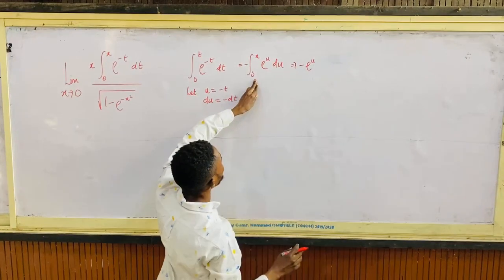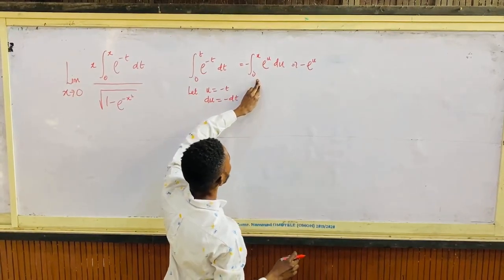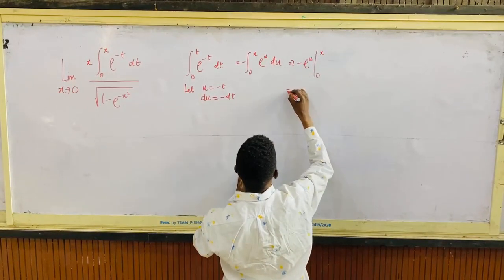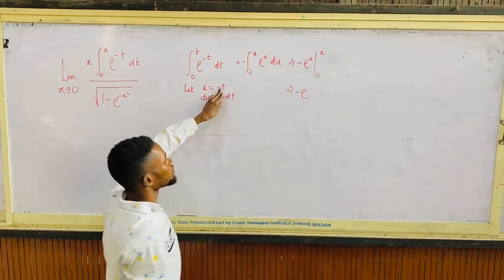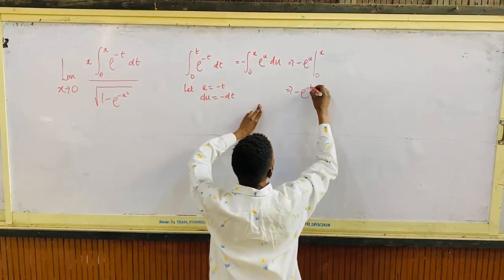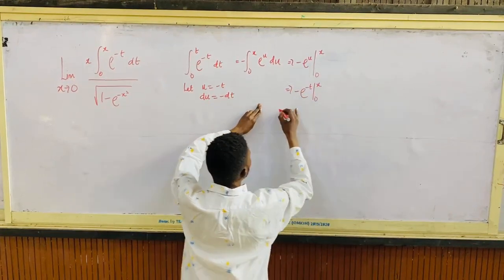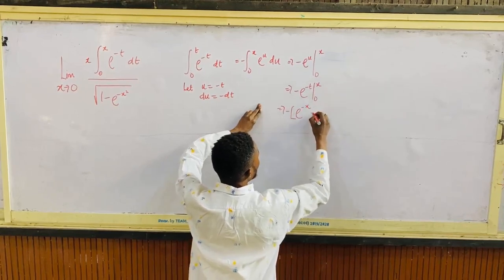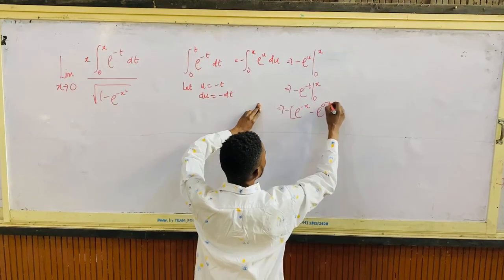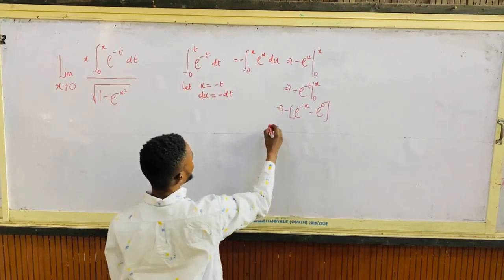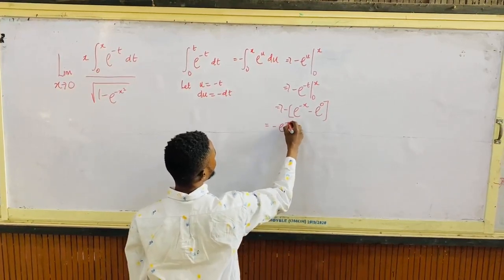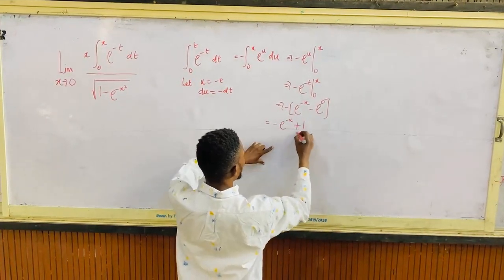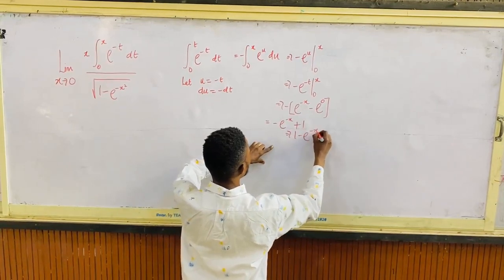Now the boundary is from 0 to x. And remember that u is taken as minus t, from 0 to x. And that's minus exponential minus x minus exponential minus 0, which is exponential 0. So that becomes minus exponential minus x. Exponential 0 is 1, and there is a negative outside, so that's plus 1. That gives 1 minus exponential minus x.